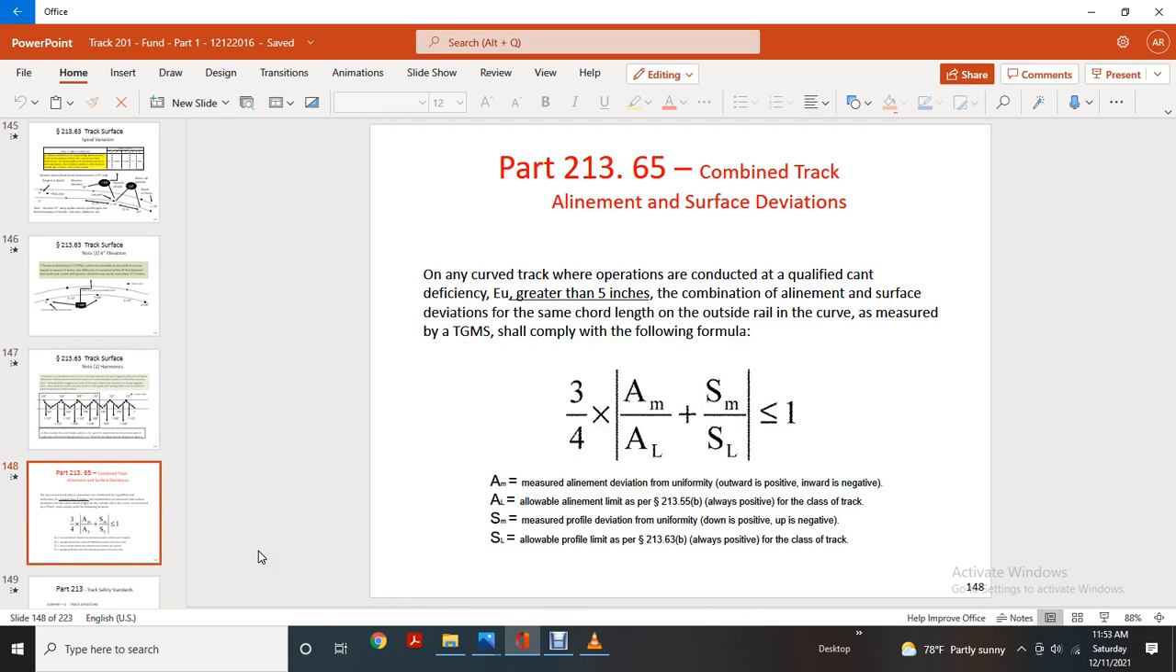On any curved track where the operation is conducted with a qualified cant deficiency greater than 5 inches, for the combination alignment, the deviation of the same chord length with the outside rail curve measured for the TGMS shall comply with the following: 3/4 inch, 3/4 times the measured alignment deviation uniformity, outward side positive and inward negative, over allowable alignment per 213.55b, with class of the track always positive, plus the measured profile deviation uniformity, down positive and up negative, divided by allowable profile per 213.63b with class track always positive, and then the absolute value of that greater than or equal to 1. Or sorry, less than or equal to 1.